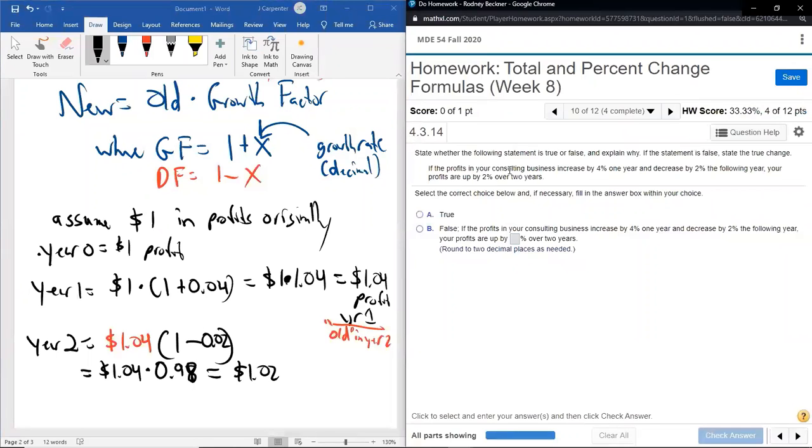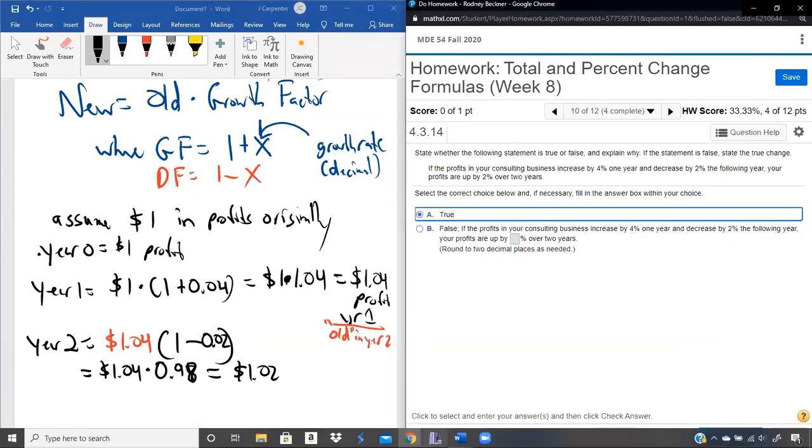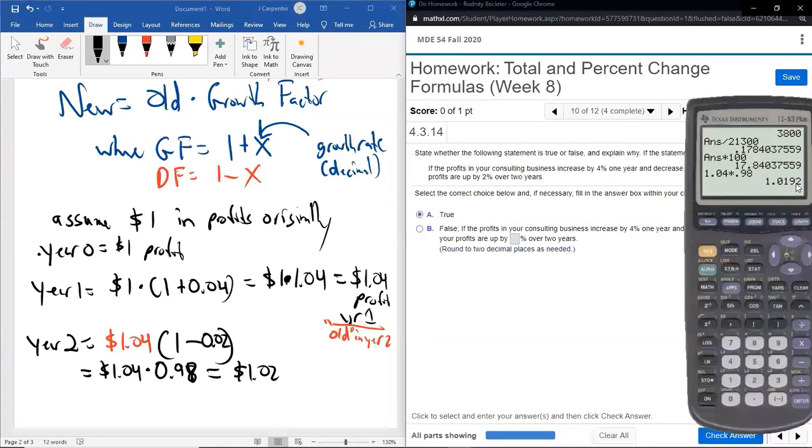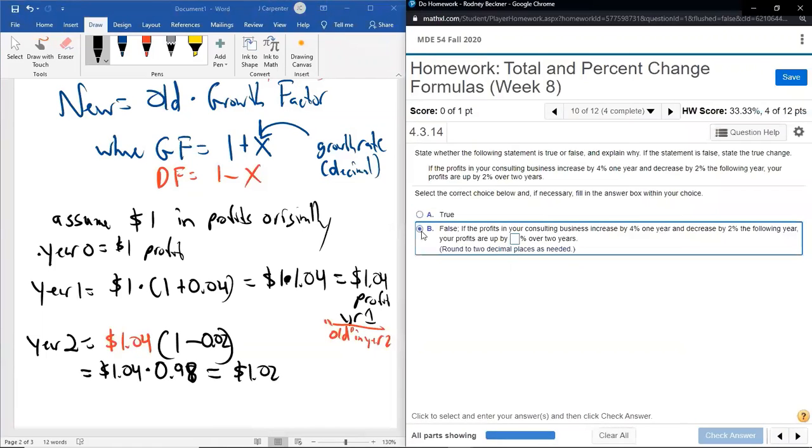So if the profits in your consulting business increased by 4% one year and decreased by 2% the following year, your profits are up by 2% over 2 years. Now you might say true because this is a 0.02, but here's the facts. We rounded that. It was 1.0192. This is not technically 1.02. We had to round. This is less than that. So it is not true that we just have 2% gain. We have a little bit less than 2%.